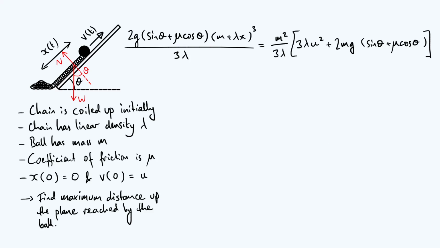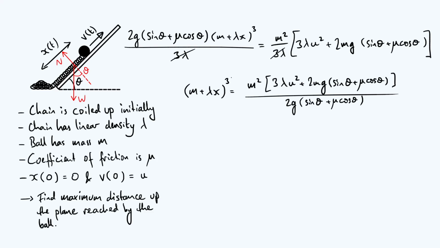So we end up with this huge equation that barely fits on the page, and notice that they both share a denominator of 3 lambda, so we can immediately get rid of those and get rid of the fractions. That's why I chose to write c in that form earlier. Then I'm going to divide through by 2g into sine theta plus mu cos theta to get m plus lambda x cubed on its own.